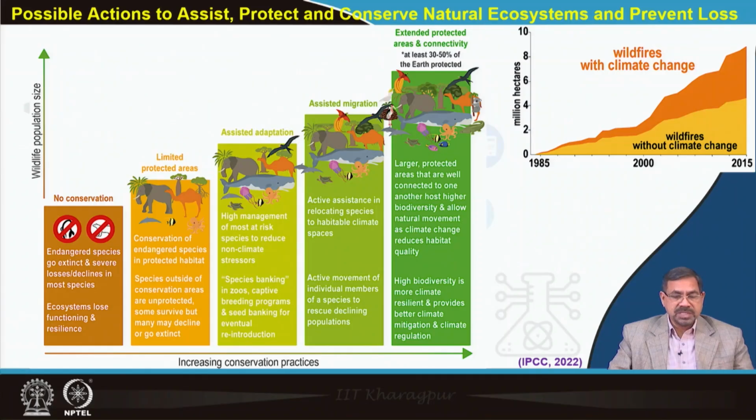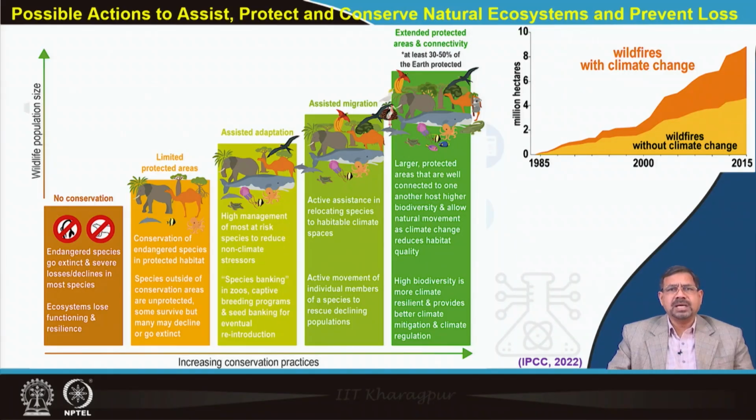Conservation of endangered species in protected areas, but species outside of the conservation area are unprotected. The third one, the middle one, is the assisted adaptation. That means high management of the most at-risk species to reduce non-climatic stressors. So, if we do assisted management, this will happen in terms of the species. Species banking in zoos, captive breeding programs and seed banking, all these things fall under assisted adaptation.